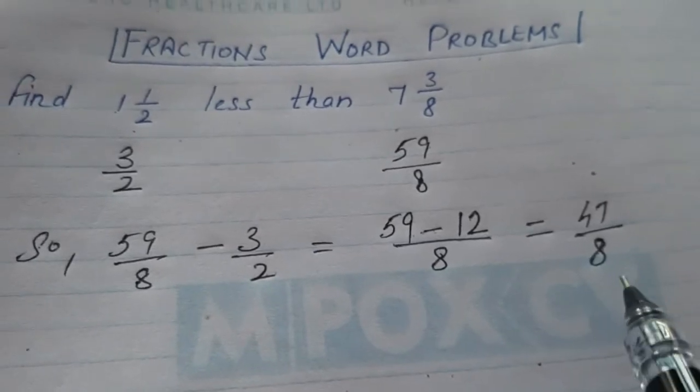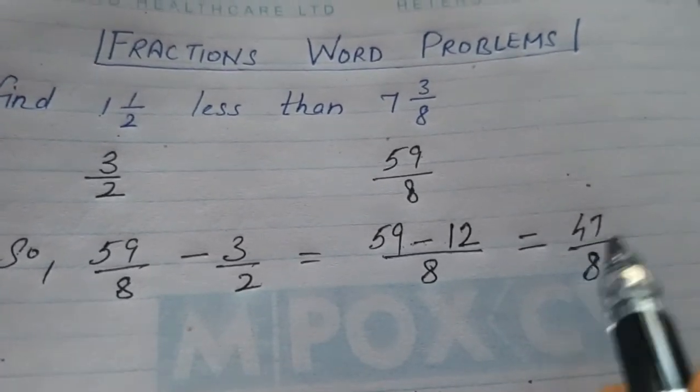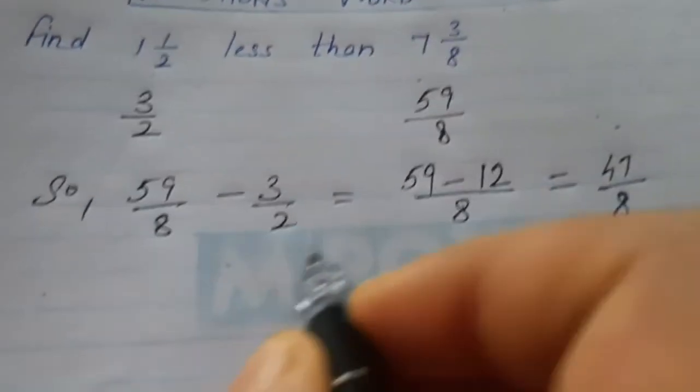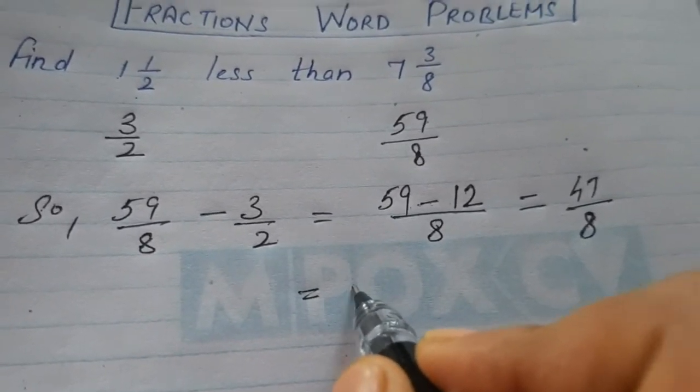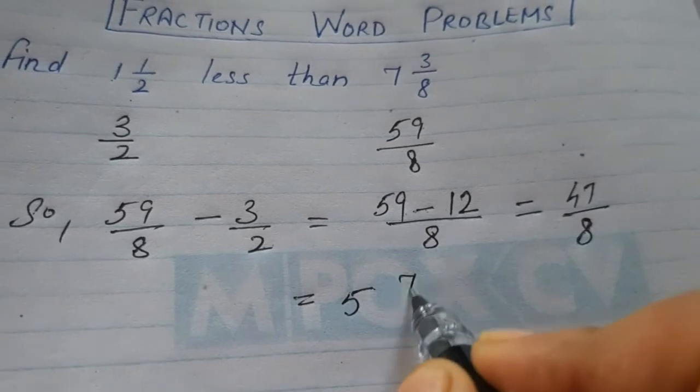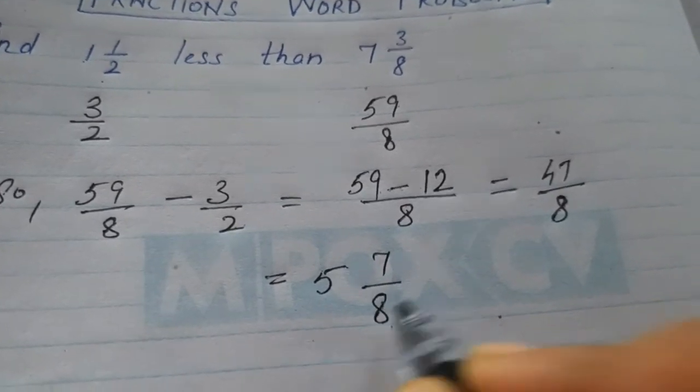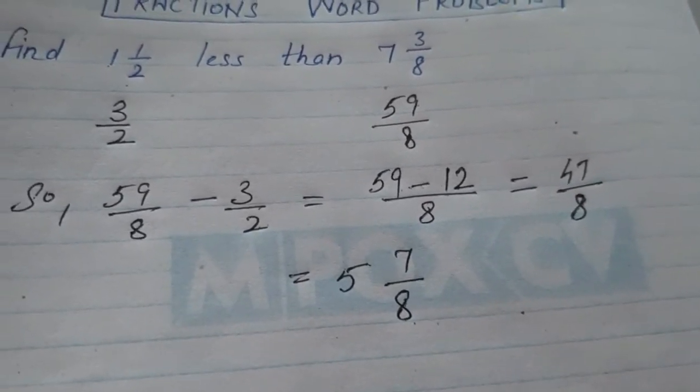Now you have to change the answer into mixed fraction. So we will divide 47 by 8. 8 5s are 40. 7 will be remainder and 8 will be in the division.